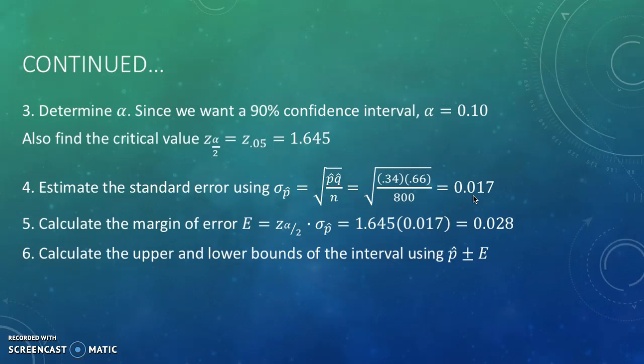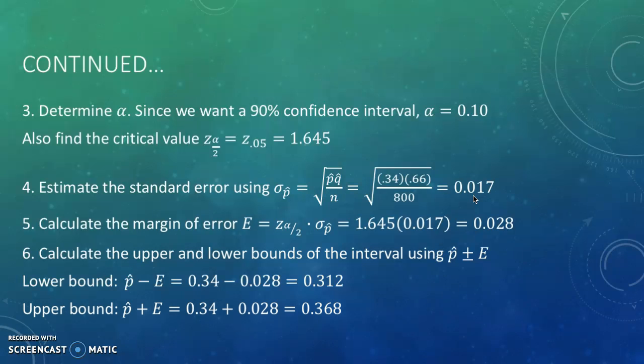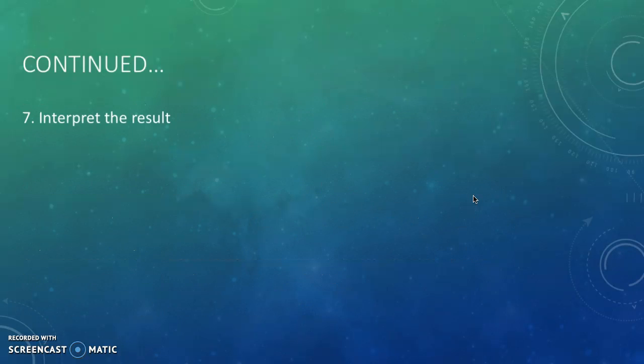by taking your point estimate from step 1 and adding and subtracting your margin of error that we just calculated. So the lower bound is p hat minus the margin of error, so it's 0.34 minus 0.028. That gives us a lower bound of 0.312. And the upper bound, you add the margin of error instead, gives us 0.368.